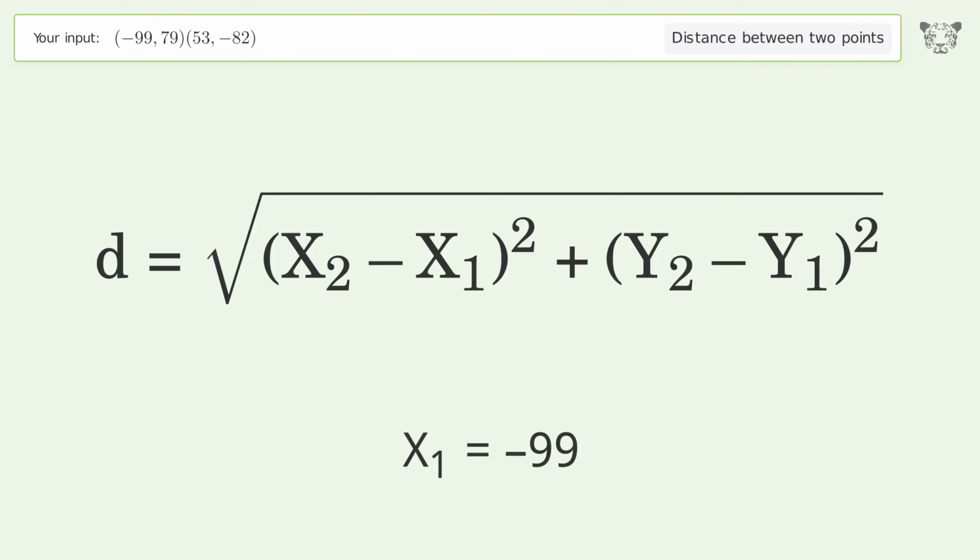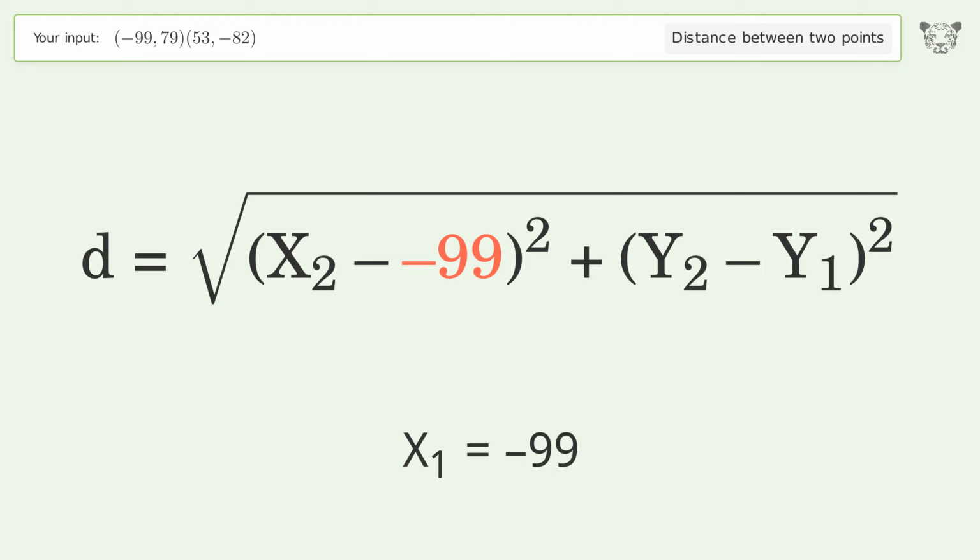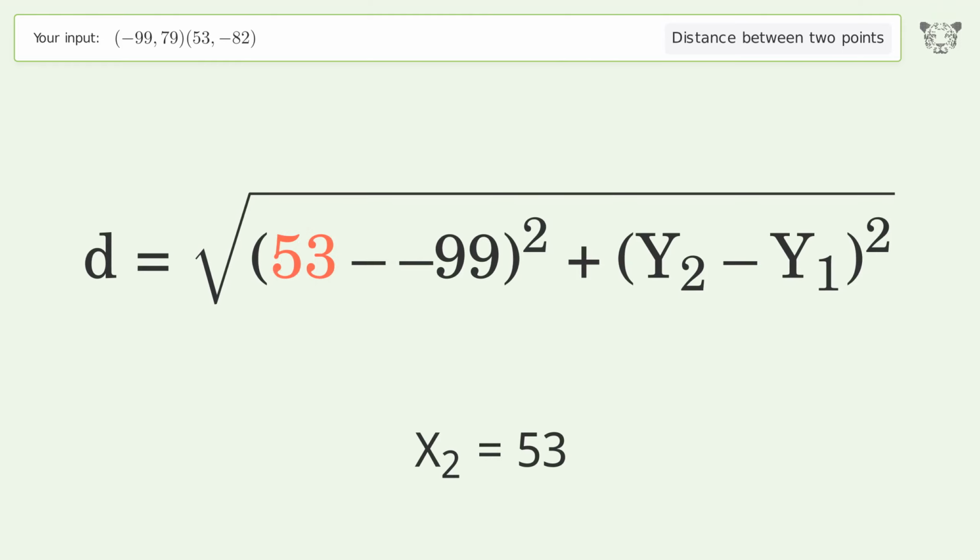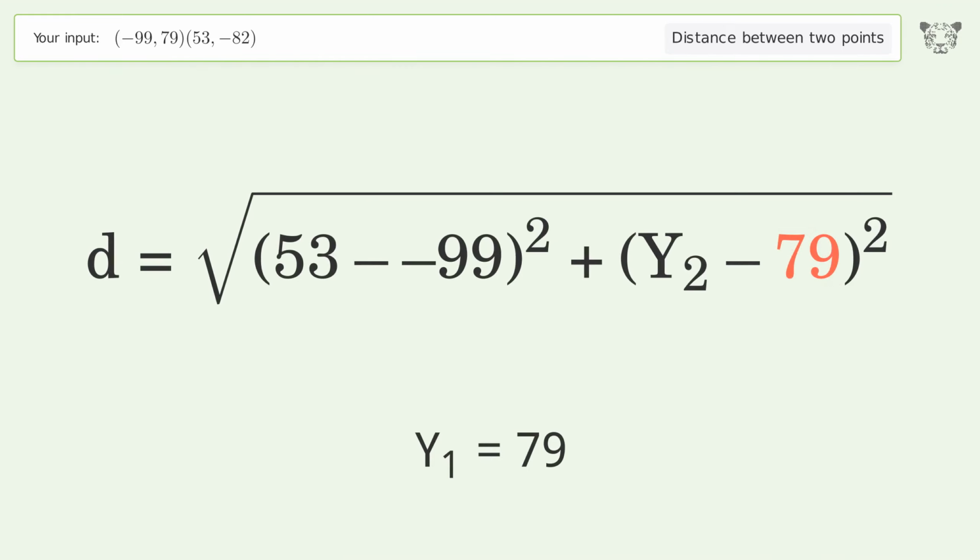x1 equals -99. x2 equals 53. y1 equals 79. y2 equals -82.